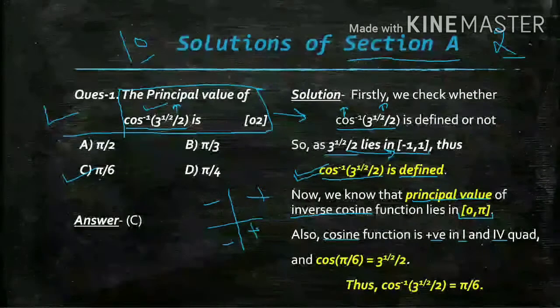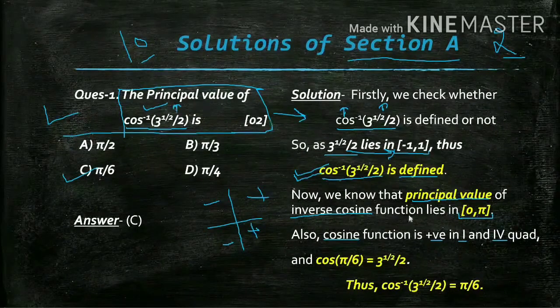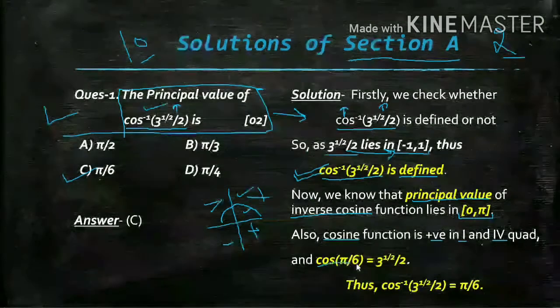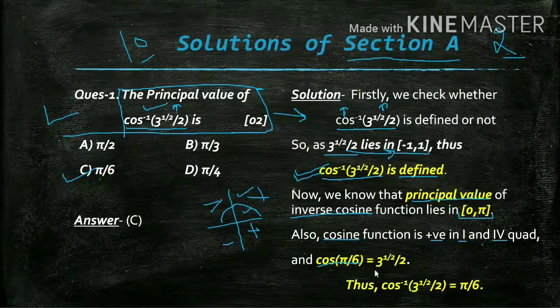Clear? Now your principal value must lie in this interval, that means from 0 to pi, from here to here. That means either in the first quadrant or in the second quadrant, according to this. But you know that the cosine function is positive only in the first and fourth quadrant. So that means your answer should lie in the first quadrant only. And now you know that cos of pi by 6, that means cos of 30, is nothing but root 3 by 2. So cos inverse of root 3 by 2 is nothing but pi by 6, which is your required answer.